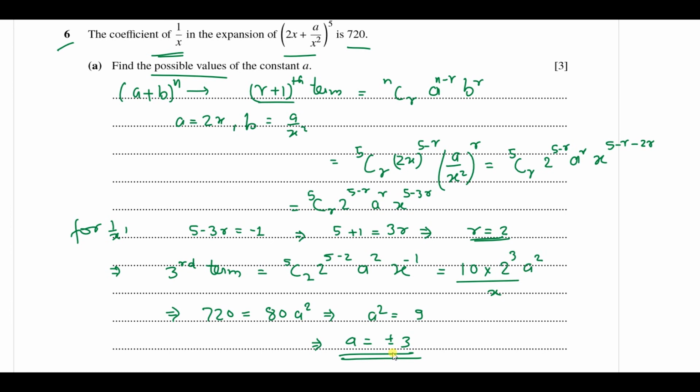So let's have the second part of it. Hence find the coefficient of 1 over x to the power 7. If we see again, for 1 over x to the power 7, 5 minus 3r should be minus 7, or 5 plus 7 is equal to 3r, so r becomes 4. So now r is 4, so the (r+1)th term, the fifth term, we can get from here.